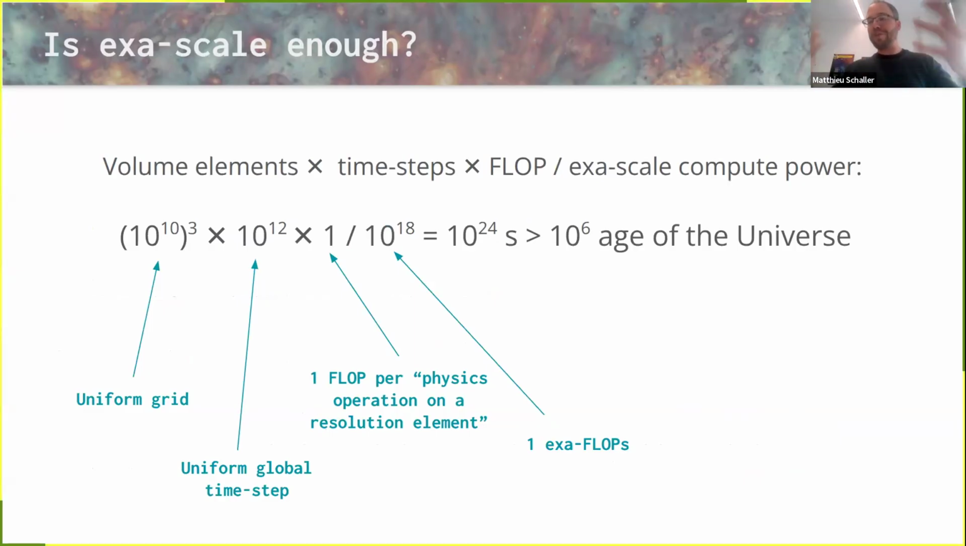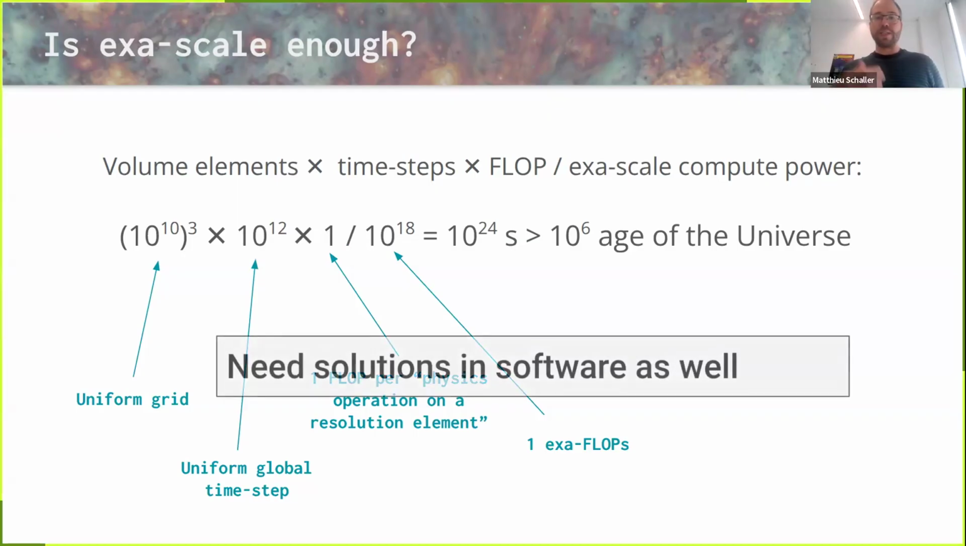And then somehow I'm very, very good at coding, and I can do all of the operations in every resolution element in one floating point operation. So I have one flop per physics operation on the resolution element. And I divide all of this by an exaflop, because I have exact access to an exaflop computer. If I do all of this, I still need 10 to the 24 seconds to finish my simulation, which is 1 million times larger than the age of the actual universe. So this is completely undoable, which means we need to find solutions in software.